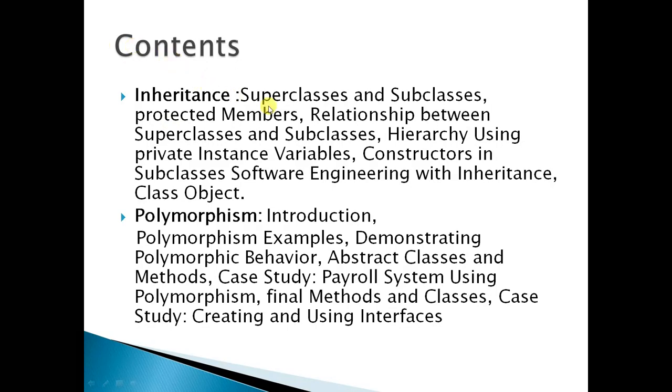The contents in this particular chapter are superclasses in inheritance, subclasses, and what protected members are. After that, the relationship between superclass and subclass, hierarchy, using private instance variables and constructors, and how to use constructors in inheritance. And the second part is about polymorphism and some examples of polymorphism. There are two types of it, compile time and runtime. These are the two types of polymorphism.